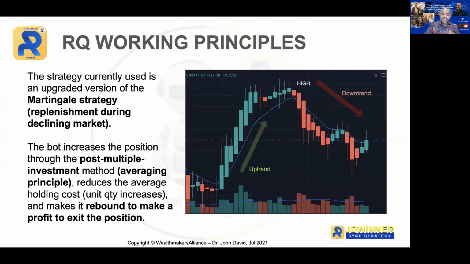So now what happens is this, okay, if you look at this, now we have the high over there. So the market is already high. Now, once the market is high, the Martingale strategy will take over. So how does that work? The board increases the position through the post-multiple investment method. And this is what we call an averaging principle. So if you are actually involved with just buying physically, you buy things physically or in investment, every time the market goes down, you will be buying when the price is low so that you can average. So what you are doing is reducing the average holding cost.